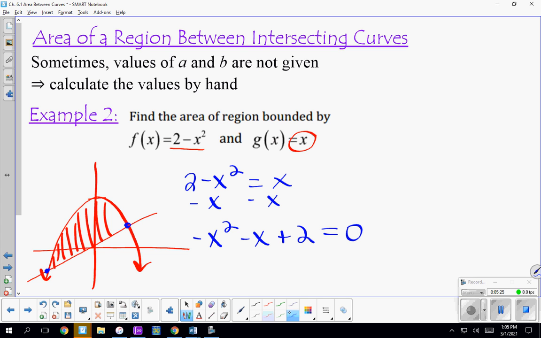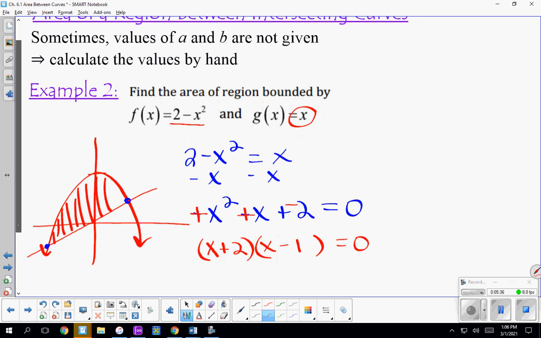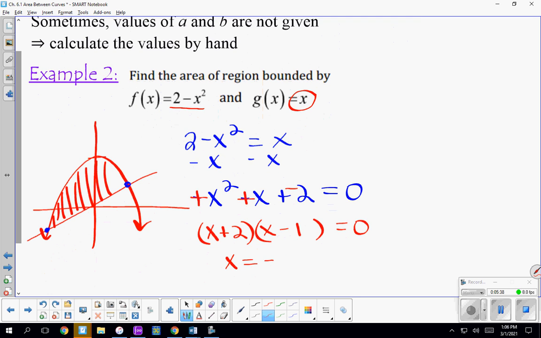If I were to factor this, I can go ahead and change the sign of each of these, and I see that this factors to x plus 2, x minus 1. Solving then, I see that they cross at negative 2 and positive 1. So this boundary here is negative 2, and this is 1.